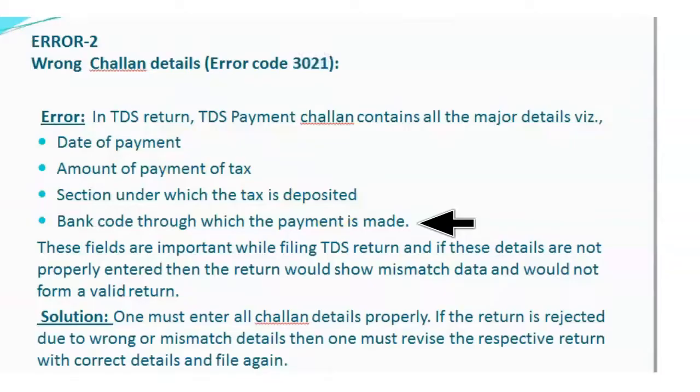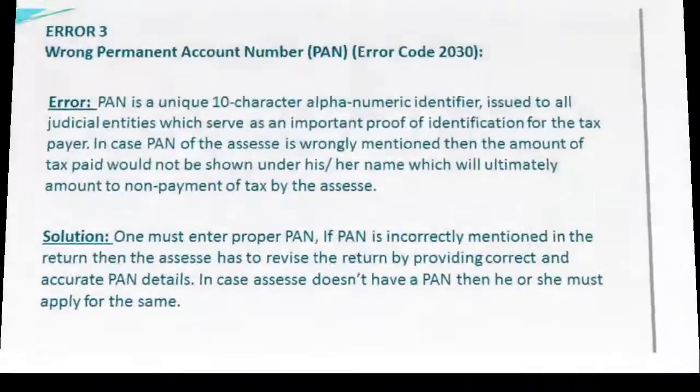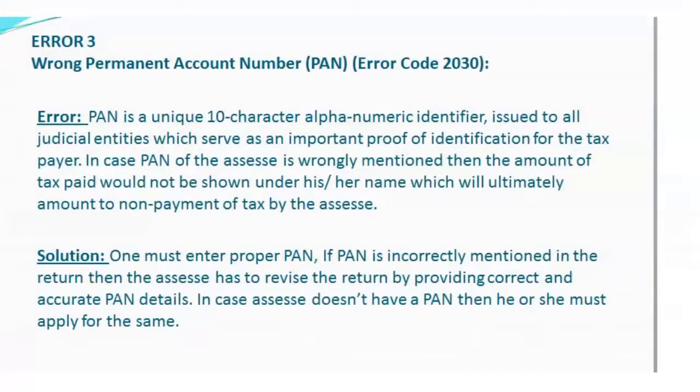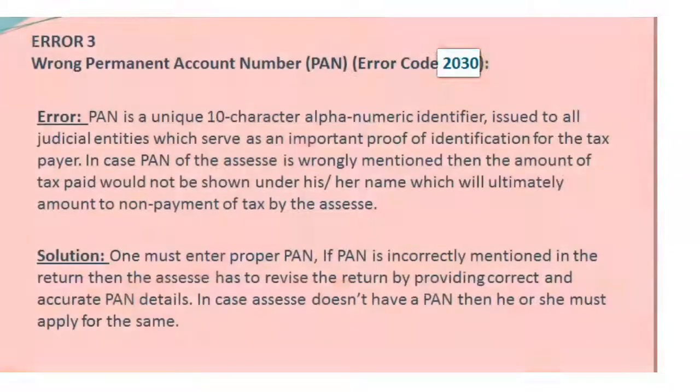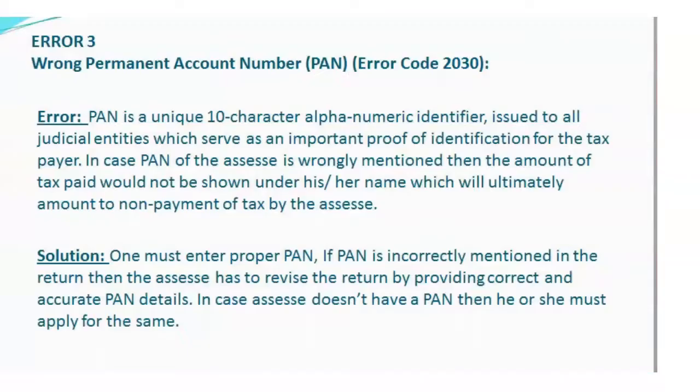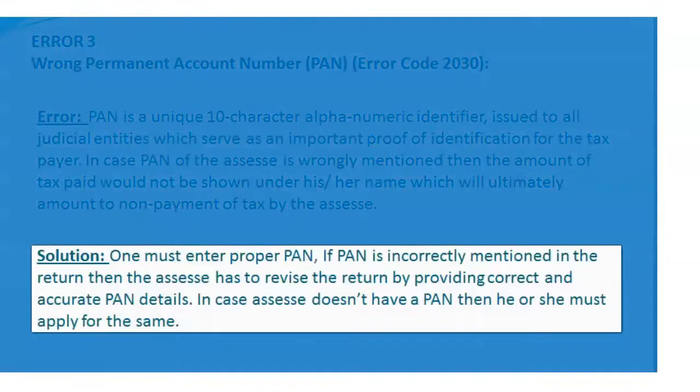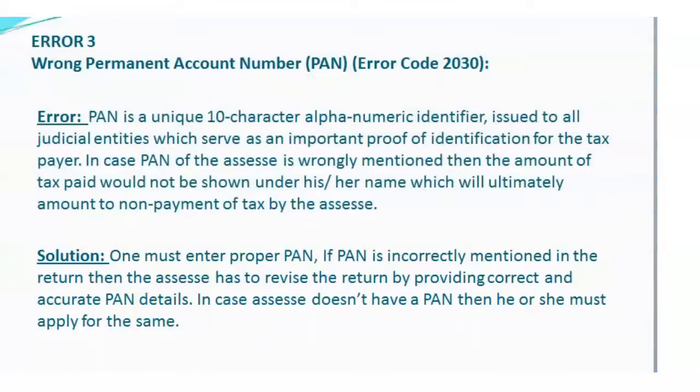Then error number 3, which is of wrong PAN number entered in the file, and its code is 2030. PAN is a unique 10-character alphanumeric identifier issued to all the juridical entities, which serves as an important proof of identification for the taxpayer. In case the PAN of the assessee is wrongly mentioned, then the amount of tax paid would not be shown under his or her name, which will ultimately amount to non-payment of tax by the assessee.